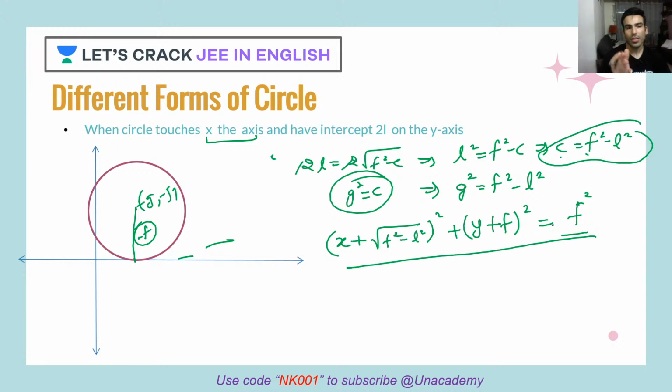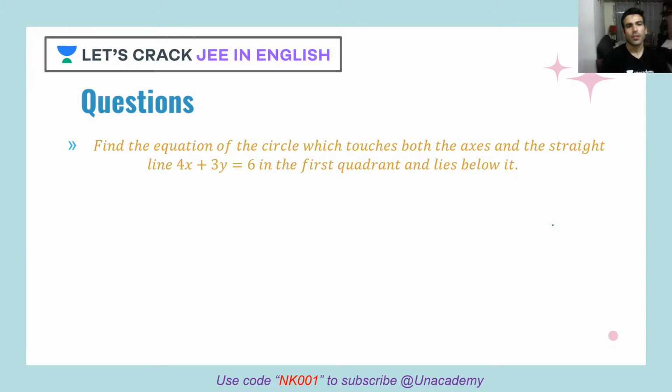So when you have different sorts of conditions, you can write down the entire circle's equation in only one variable. Sometimes they give you only one condition, then you can have the entire equation in two variables. Let's move ahead.